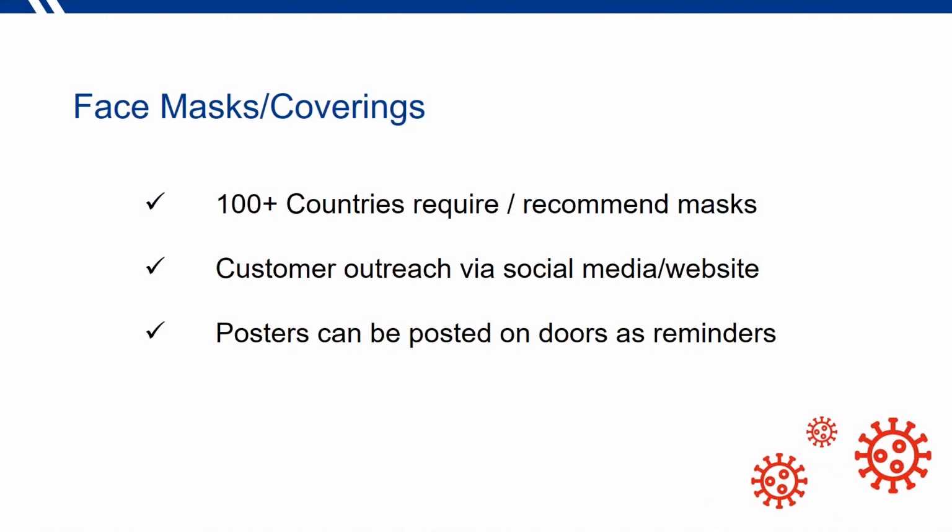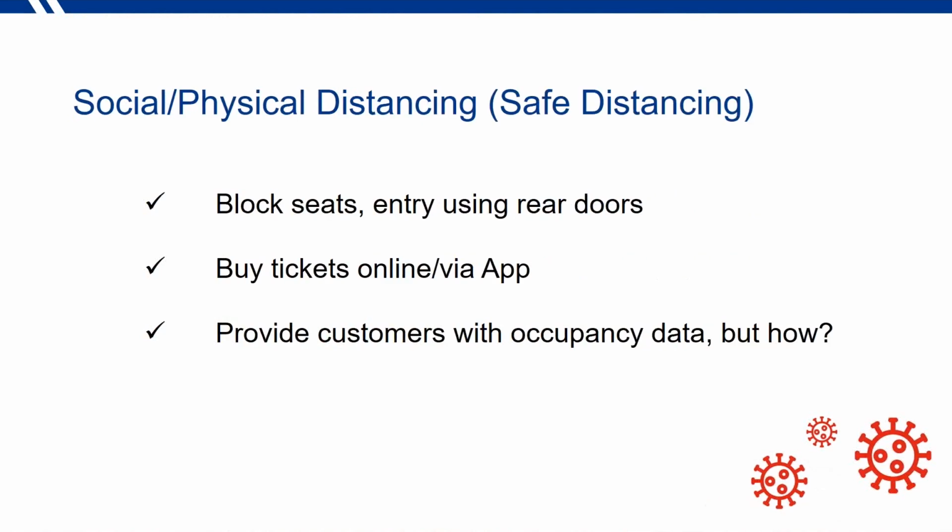Now to talk about the second big social change, which is social or physical distancing, also called safe distancing. We've seen some really great innovative ideas here from transit companies, such as blocking seats or using rear door entry. We've also seen a lot of customers buy tickets online via the app, to get away from that face-to-face transaction. Additionally, some transit agencies have been providing customers with occupancy data. The first question you're probably going to ask is, well, how? How do they get this data?